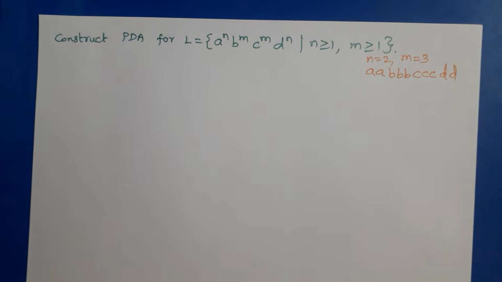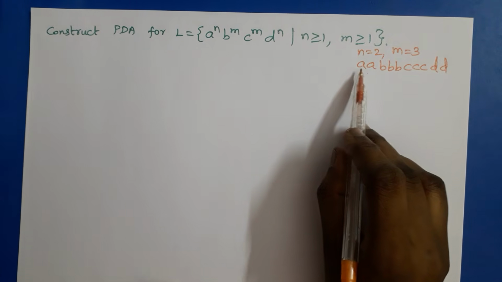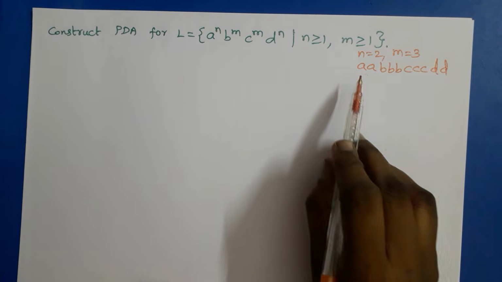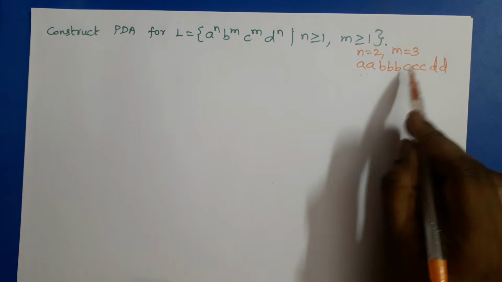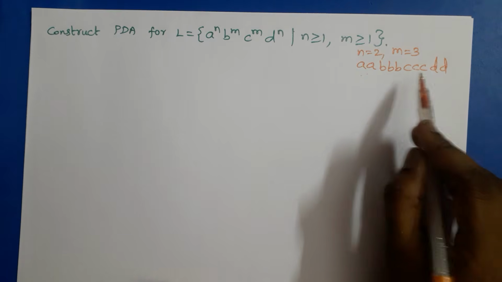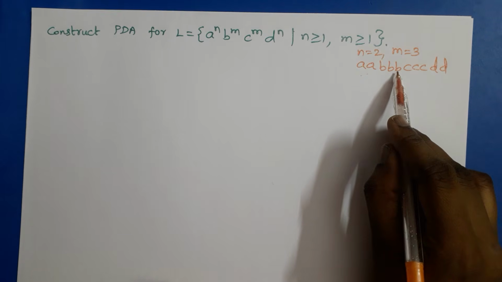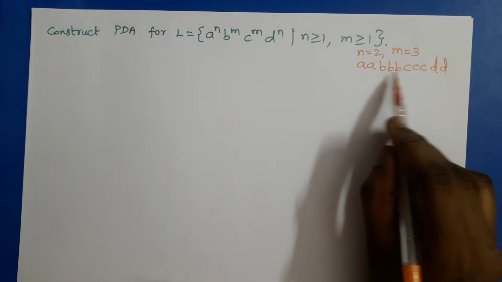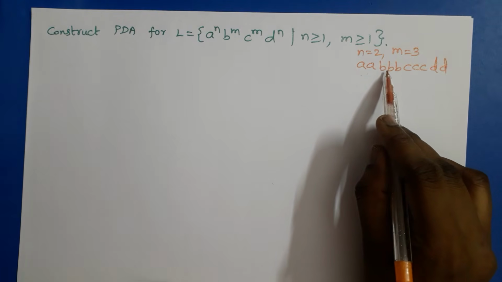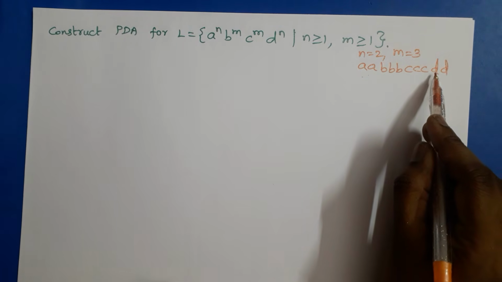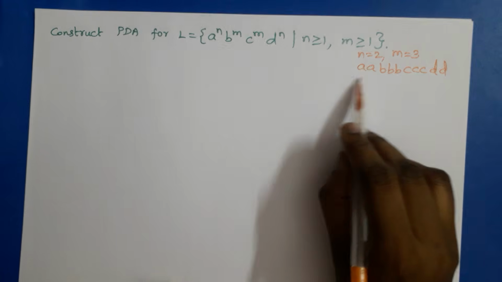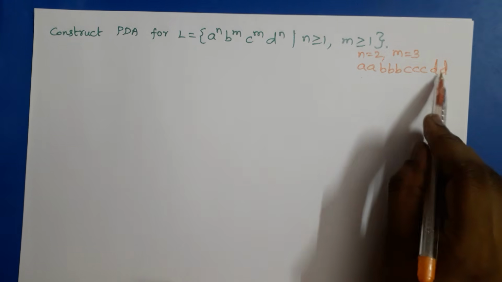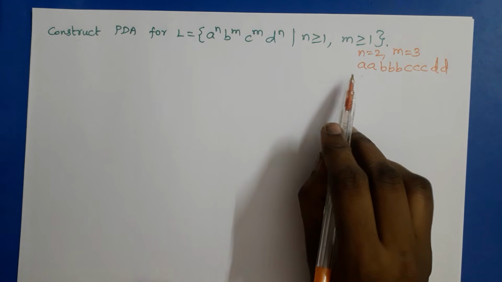So the concept is we can push the A's and B's onto the stack. Then C's must be matched with the B's, right? So for each C, we can pop one B from the stack. After popping all B's, the next input symbol is D and the stack will contain the A's. So D's can be matched with A's now, right?